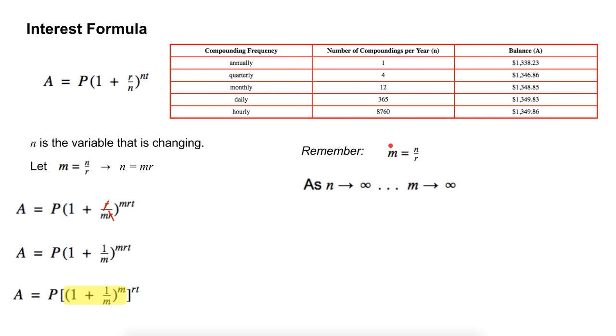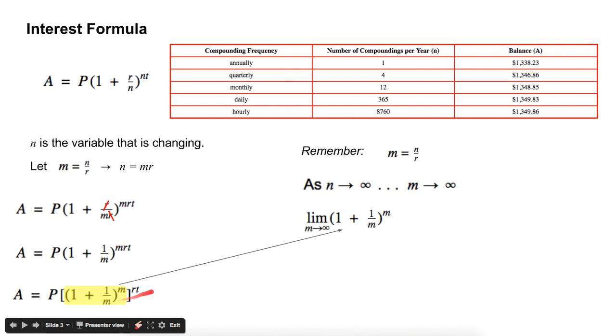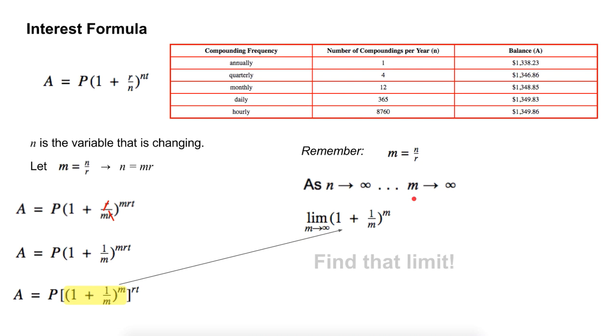So that means what we're really looking for to see what effect this has as N goes to infinity is to see what happens as M goes to infinity. So we need to find this limit: the limit as M goes to infinity of 1 plus 1 over M to the M power. We want to see what happens. How do we do that? Well, that's your job. Your job for this homework is to evaluate that limit. Find that limit.